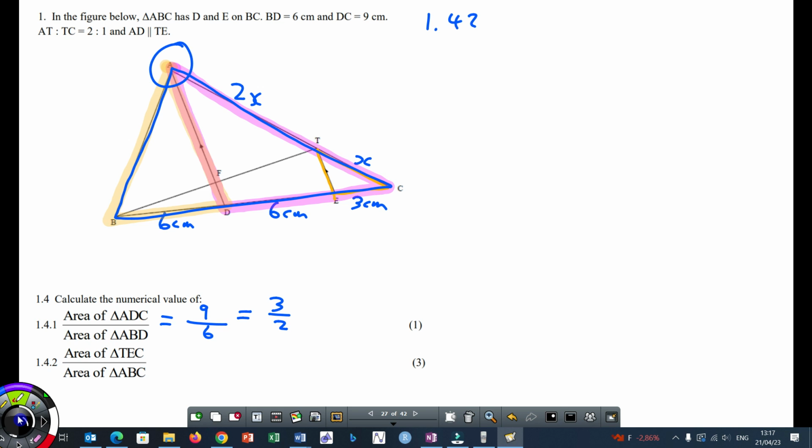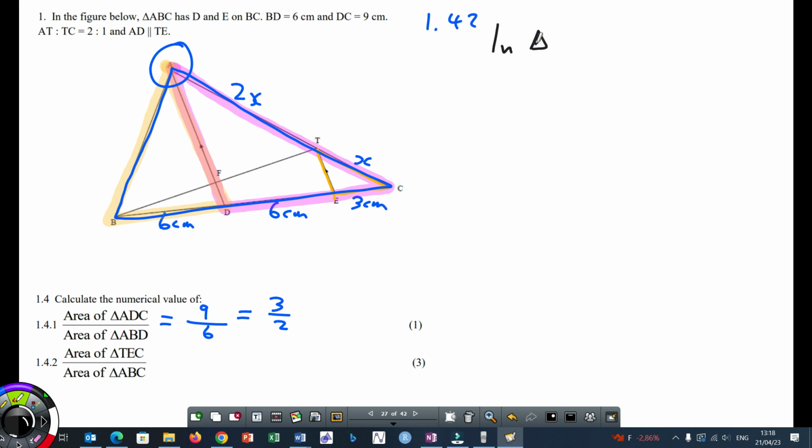So I'm sure you can see that they share a common vertex and a common angle. Because they share a common angle, you can just use the area rule. Okay? No stress, no pressure.